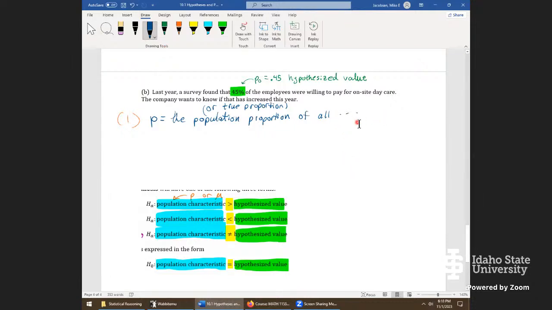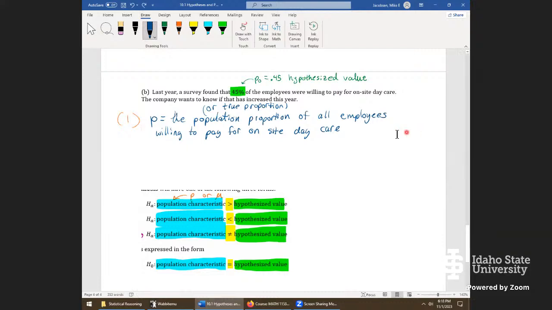Any volunteers for the last portion here? Yeah, go ahead. Exactly. Thank you for supplying that. It's going to be the population of all employees willing to pay for on-site daycare. It's probably super expensive, but that's pretty much our parameter.